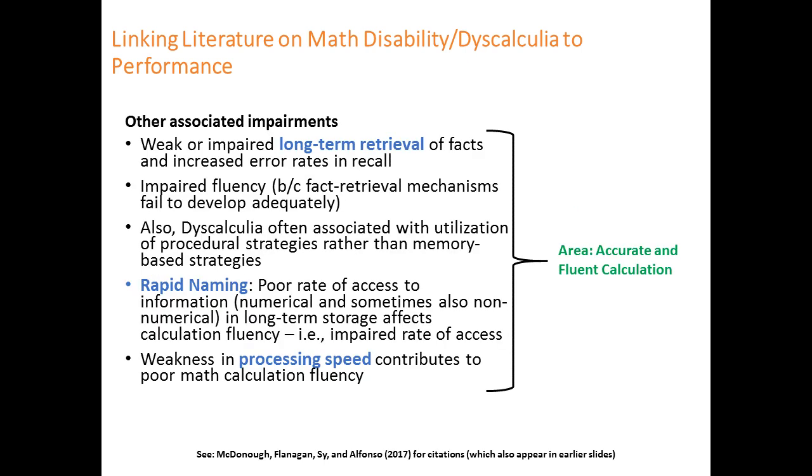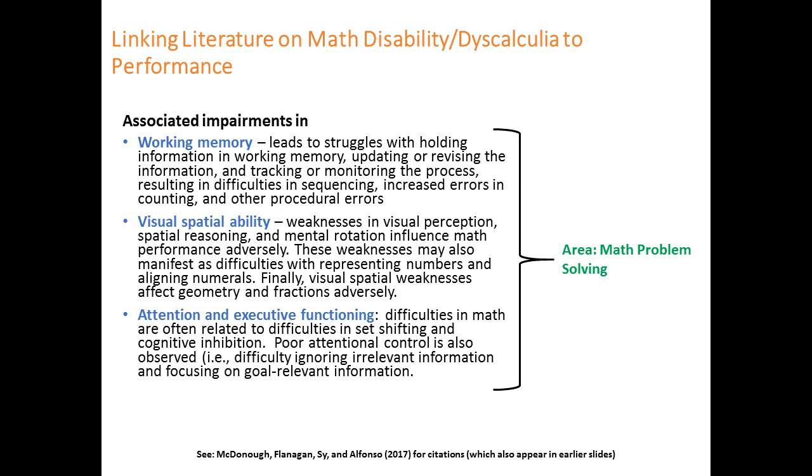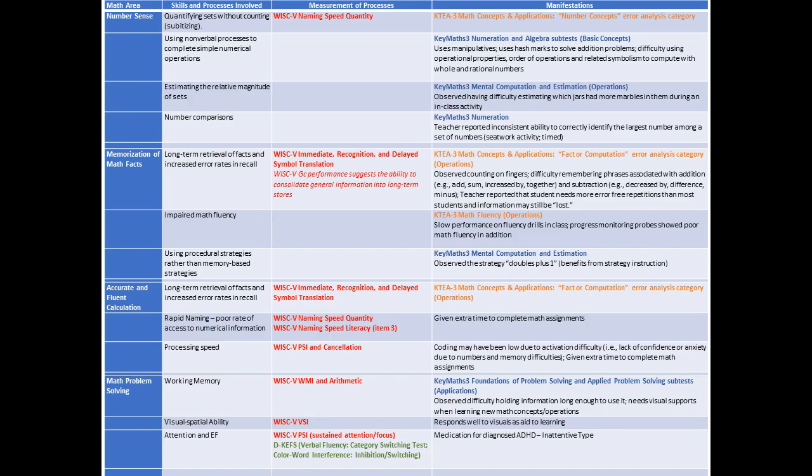Other associated impairments: processing speed. We already talked about this for accurate and fluent calculation. Long-term retrieval is also implicated there, as is rapid naming, but also processing speed, which contributes to poor math calculation fluency. And then for math problem solving, in addition to working memory, you have visual spatial ability, attention, and executive function, so more higher-level kinds of abilities for math problem solving, which makes sense.